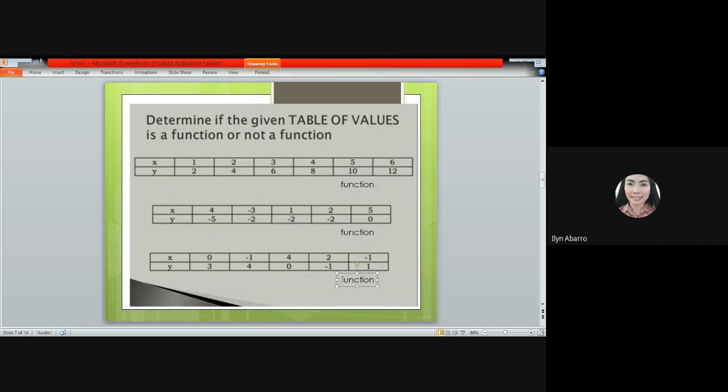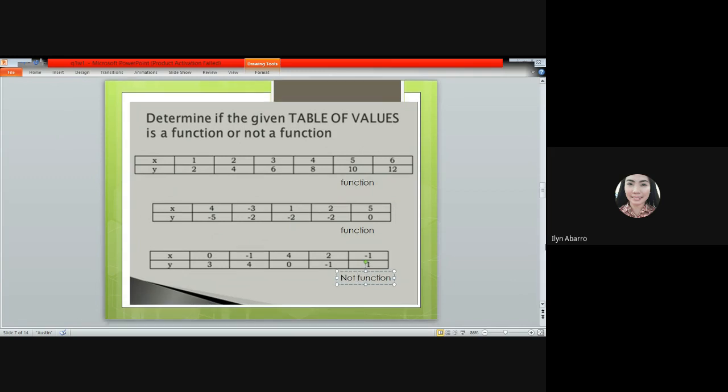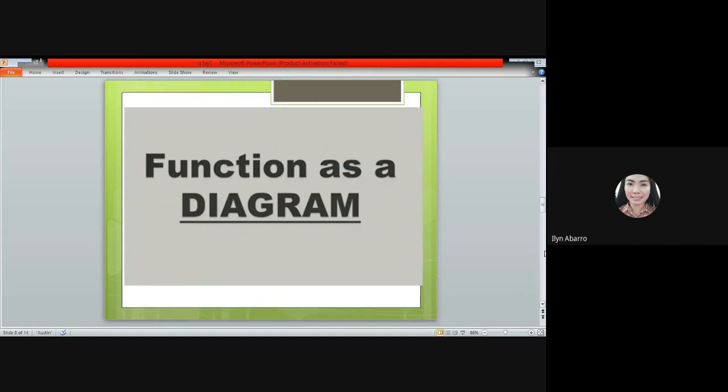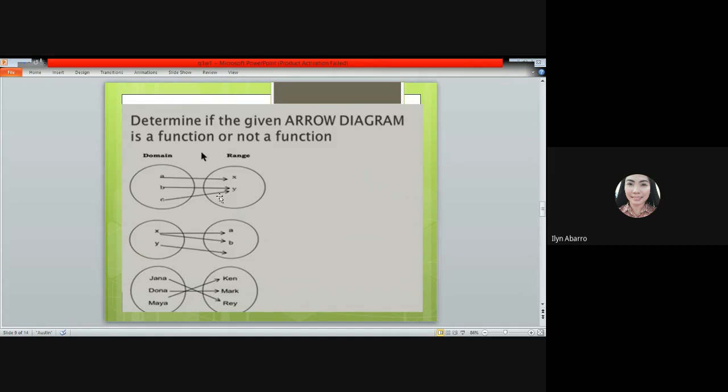Okay, that's it. Let us move on with another way of determining a function, by using a diagram. In here, we're going to use the mapping diagram. In a mapping diagram, the domain should not be repeated. These are the set of domain: A, B, C, X, Y, Jana, Donna, and Maya. And this is the range.